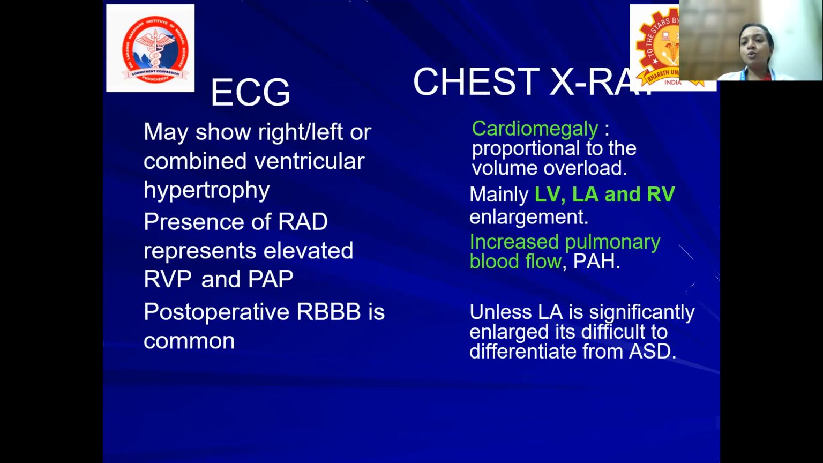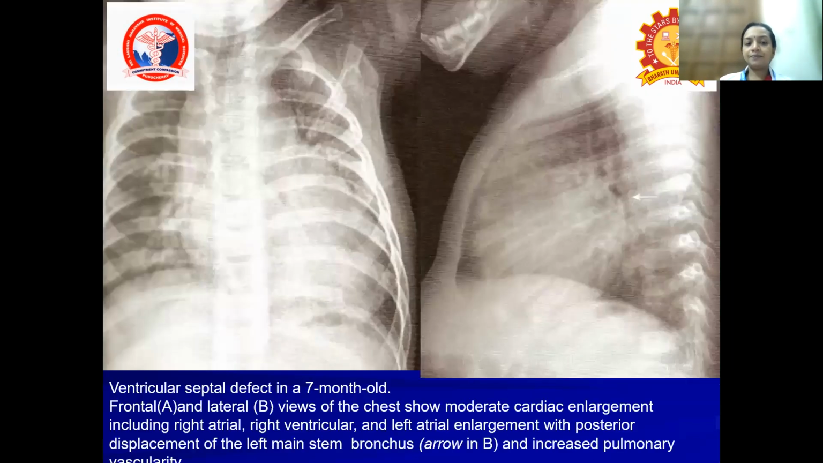And chest X-ray would show a cardiomegaly proportional to the volume overload, mainly the left ventricle, left atrium, and the right ventricular dilatation would be noted. Increased pulmonary blood flow in the form of pulmonary plethora and pulmonary arterial hypertension. Unless the left atrium is significantly enlarged, it is difficult to differentiate from ASD.